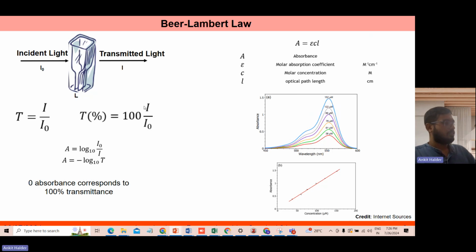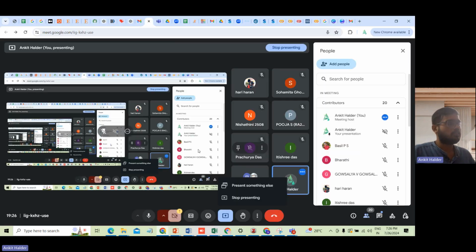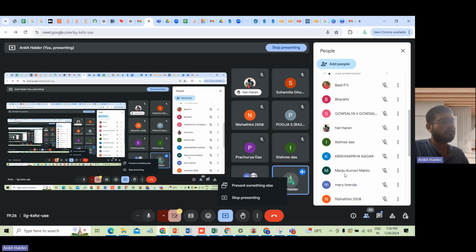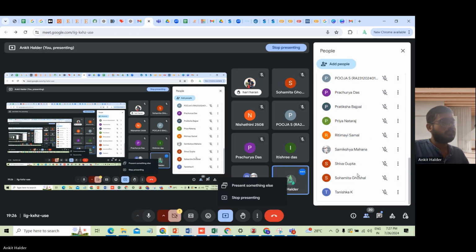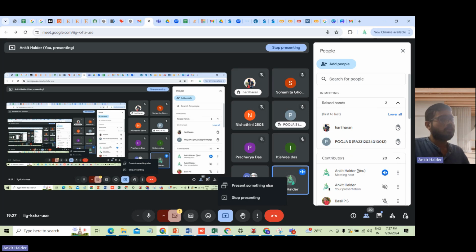So now in the Beer-Lambert's law, before going on, how many of you are aware of Beer-Lambert's law? You are all studying in colleges, right? So there you are familiar with it. How many of you have heard about Beer-Lambert's law? Please raise your hand. Okay, one, Hari. And the others are not aware of Beer-Lambert's law? You all have, Puja, yes. Others?